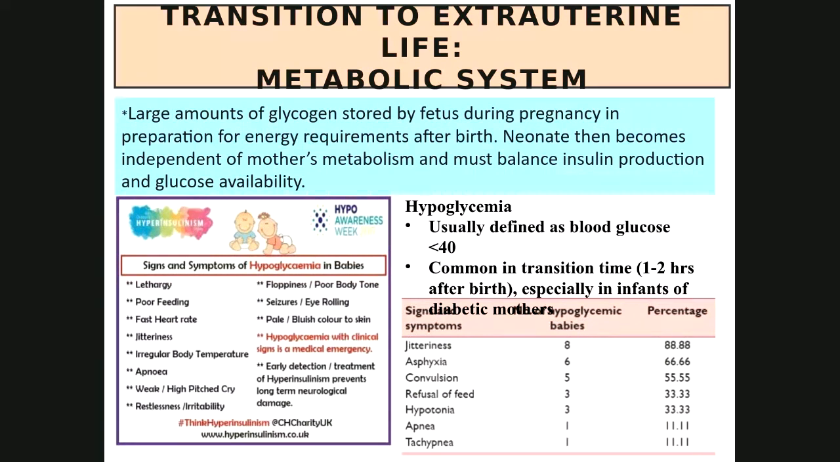And this graph you don't really have to understand, but what it's saying is that jitteriness is like your number one sign. After that, this is kind of like the order of how likely you are to see these in a baby with hypoglycemia.